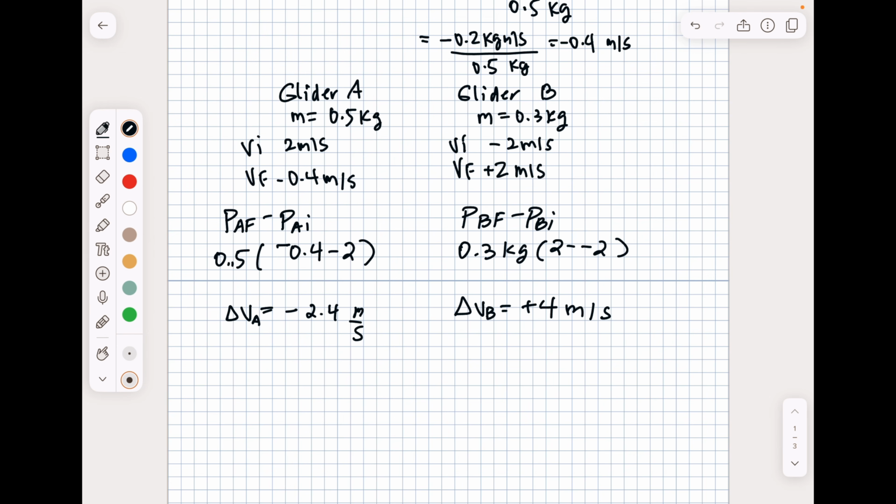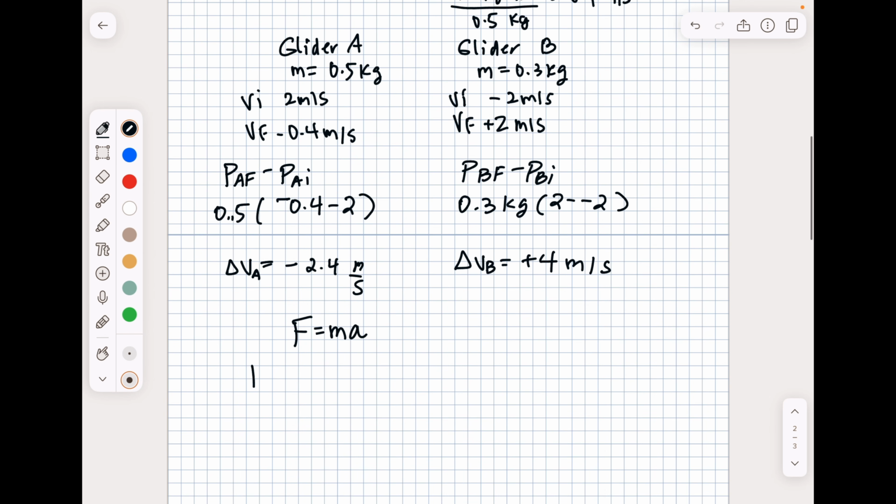How can we understand that? So, forces cause changes in velocities, right? And so what force is causing the change in velocity of each of these gliders? Well, for glider A, it's the force of glider B on A, right? That force is causing glider A to accelerate. And for glider B, the force from glider A is causing glider B's acceleration, okay?